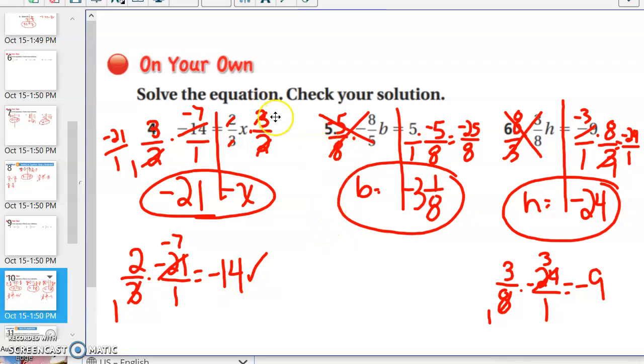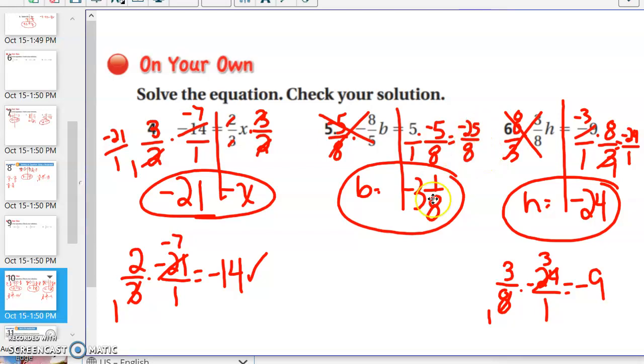Alright, so to check these ones, again, there's lots of writing here, but try to see through the weeds. So when I multiply this times 3 over 2, the 2 and the 14 will cancel, and that leaves you with -21. Again, this one I would multiply by the reciprocal, -5/8, and then there's nothing I can cross cancel on this one, so that gives me -25/8.